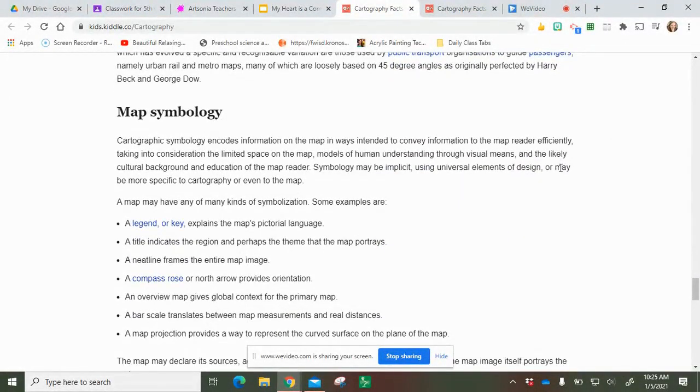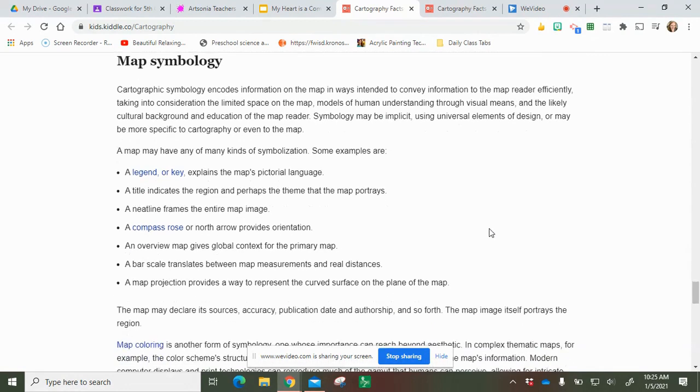And then a compass rose or north arrow provides orientation, like north, south, east, and west. An overview map gives a global context for a primary map. So if you wanted to show an overview map of the United States, but then focus on Texas, maybe. A bar scale translates between map measurements and real distances.